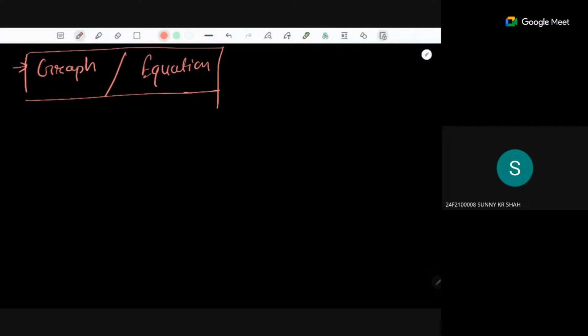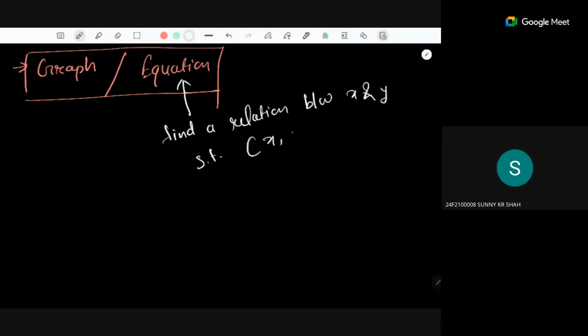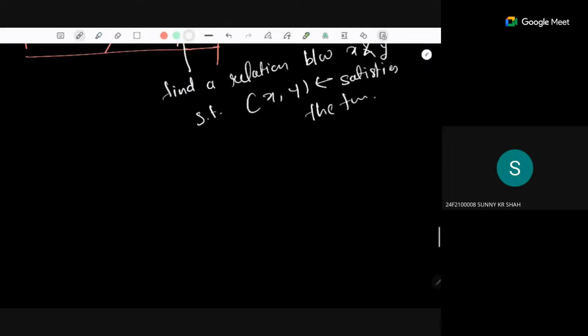These are the two important things related to a function: if we have a function, what will be the graph of that function, and how can we find an equation for that function? What does the equation mean? We need to find a relation between x and y such that if you take the pair x comma y, then that pair satisfies the function. I'll come back to this equation type once again.